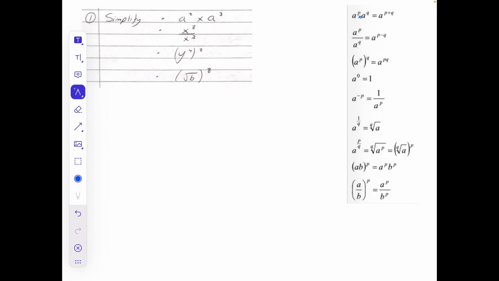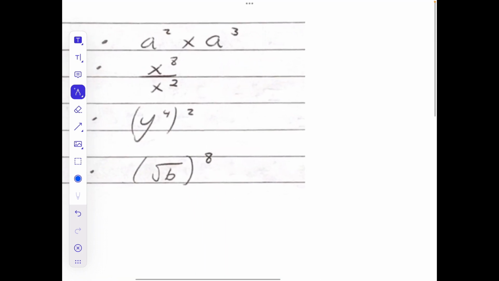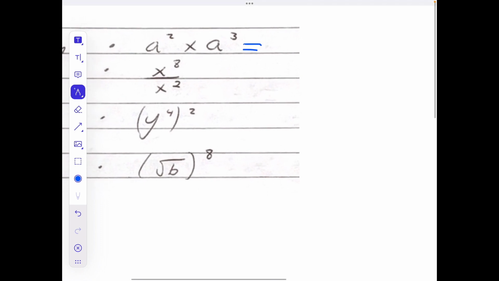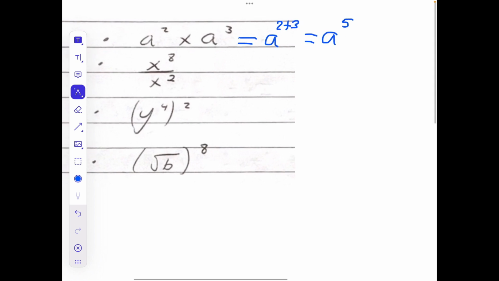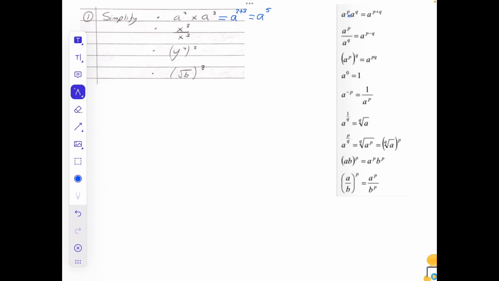So I can change this a squared multiplied by a cubed into a to the power of 2 plus 3, which is just a to the power of 5. Now just something to note, and it will become more relevant later when we're working with more numbers: if it was a squared multiplied by b cubed, we can't apply a law of indices there because our bases, or our big numbers, are not the same. So for these to work, you need the bases to be the same.